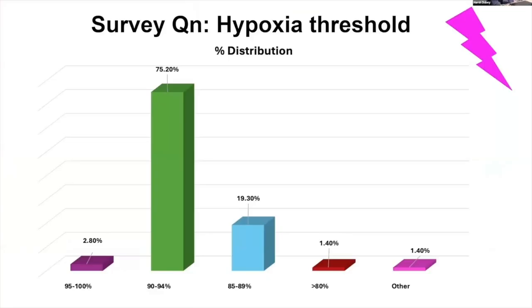What is the comfort zone for anaesthetists and what hypoxia threshold would they accept? As you can see, the majority of the respondents were happy with 90 to 94% saturation. Very few wanted 95 to 100% saturation, and then in decreasing numbers, 85 to 89, a very small percentage would accept above 80%, and an even smaller percentage accepted some other number.